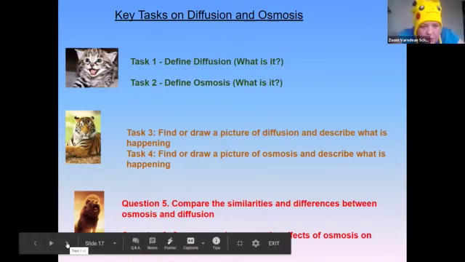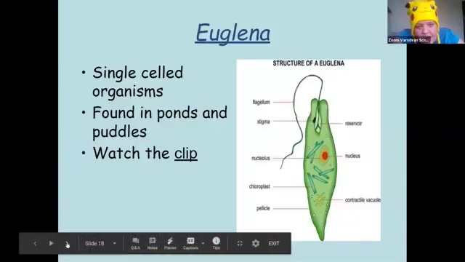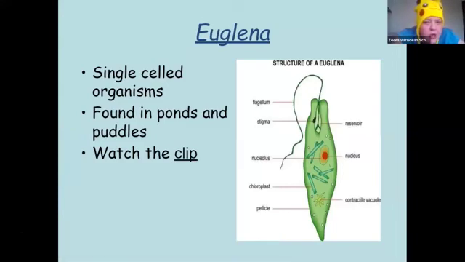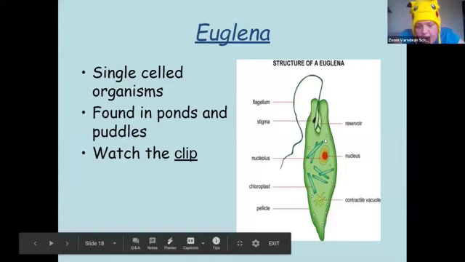And then for those of you who are super duper awesome, I have added in an extension about this little cell, because we've actually done everything about cells apart from these guys. Now, this is Euglena. Okay, it is a single-celled organism. That means this is it. This is what makes it up. Okay, and they are found in ponds and puddles, and I've put a little video clip link there for your lessons if you want to watch a video later of what they look like.